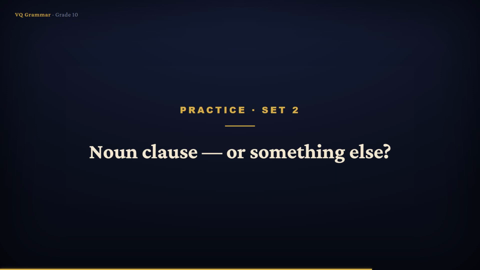Now the harder call. Each sentence carries a subordinate clause, but only some of them are noun clauses. Run the test. Try swapping the clause for the word it or the word something. If it fits, you have a noun clause. Pause and decide before I answer.